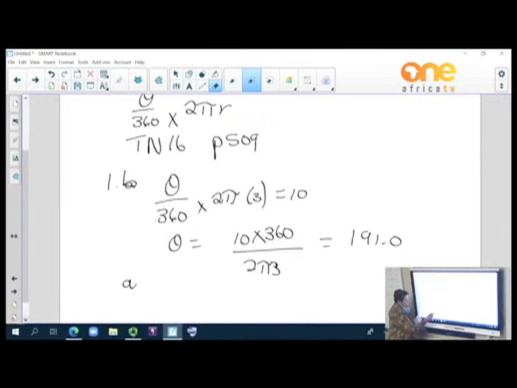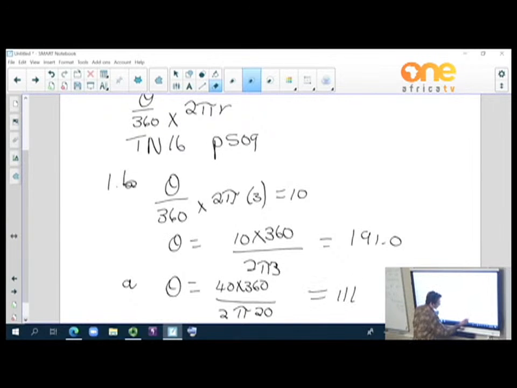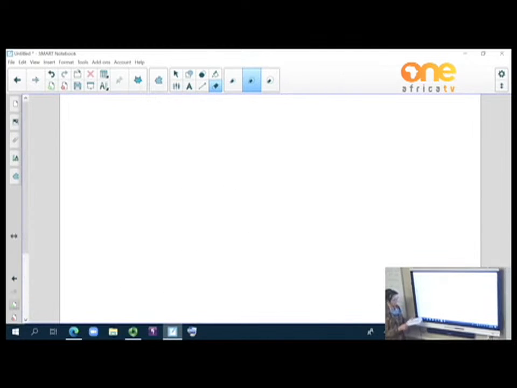And A will work the same way. Theta is equal to, so your arc length is 40. You times it with 360, and you divide by 2 pi, and this time the radius is 20. So now it is 114.6, but angles to 1 decimal place. This is with trigonometry and geometry, the two rules that we really have to look at.